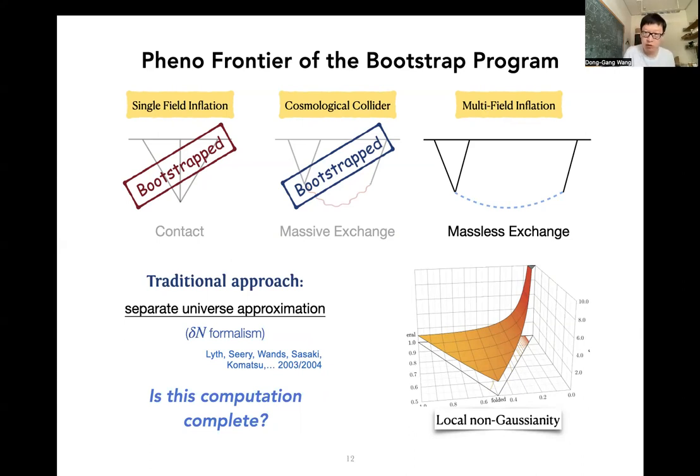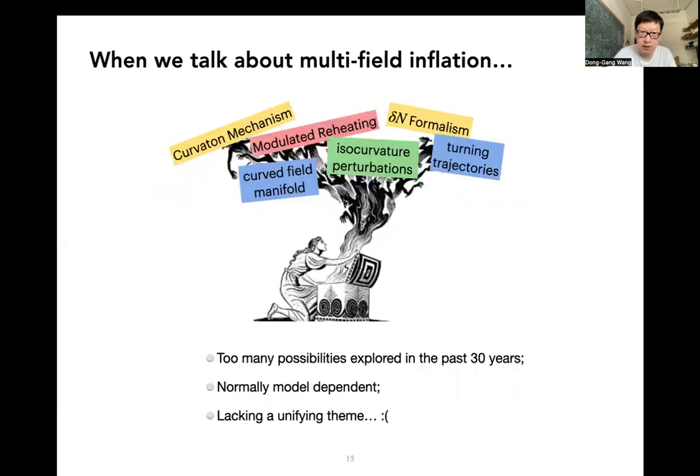So the question I want to ask is: is this approximation complete, or does it miss anything? I want to re-examine this computation in the bootstrap method. When we talk about multi-field inflation, normally what we have in mind is that it's like Pandora's box. There are too many possibilities, and normally the predictions there are model dependent, and we don't have a unifying thing to say about the signatures of multi-field models.